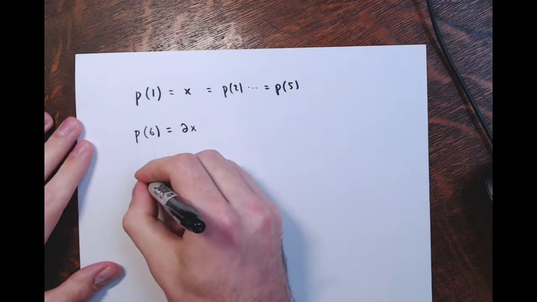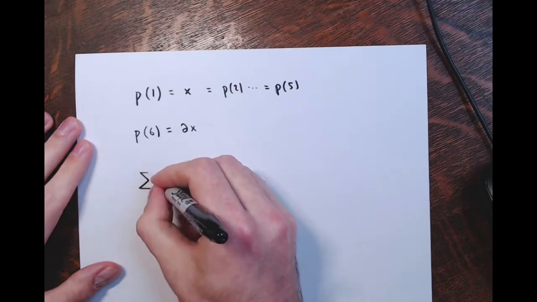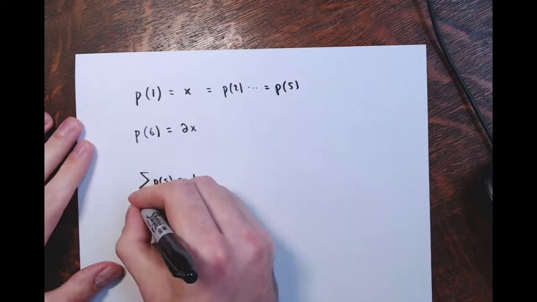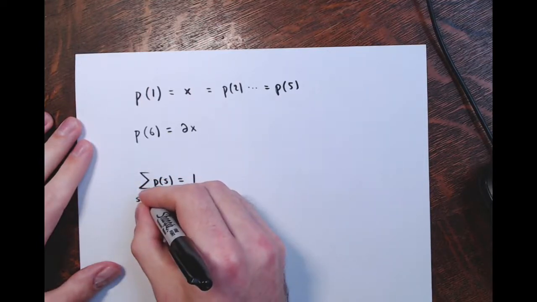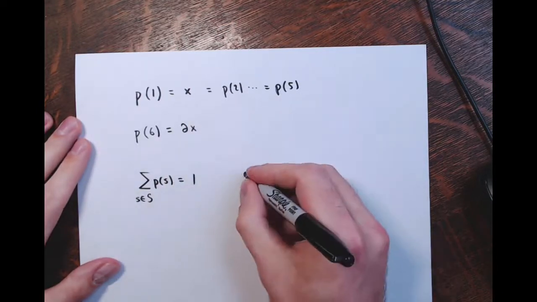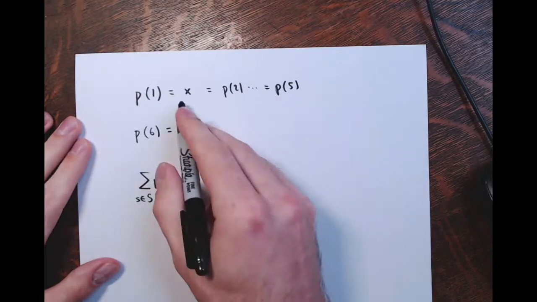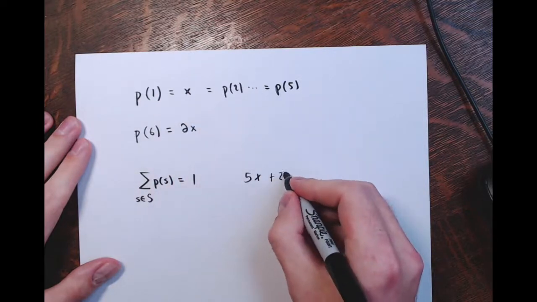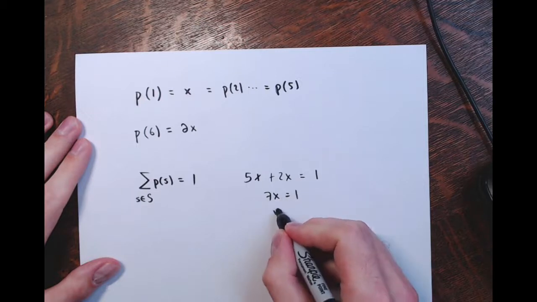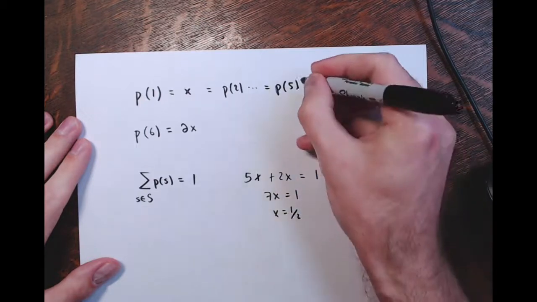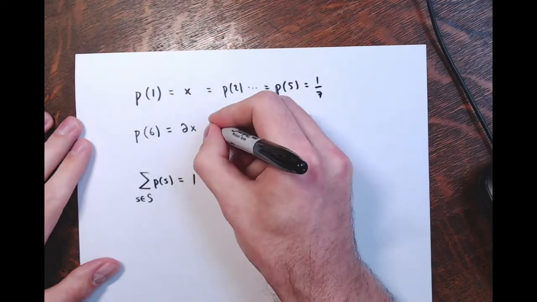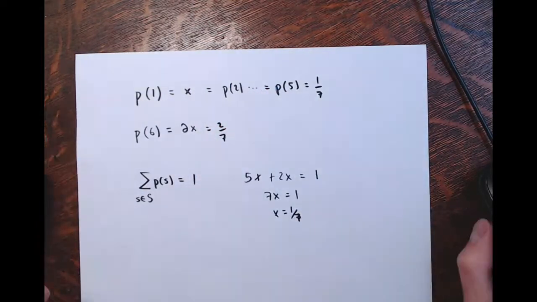And the sum of all these probabilities must be 1, for all the outcomes in the sample space. So we're getting x plus x, 5 times, so 5x plus 2x must be 1. 7x must be 1. x must be 1/7. So all these are 1/7, and this is 2/7. So that's how they got those.